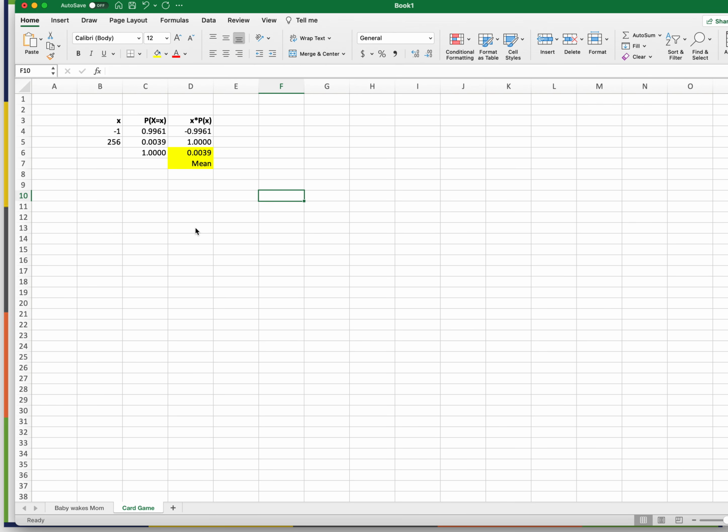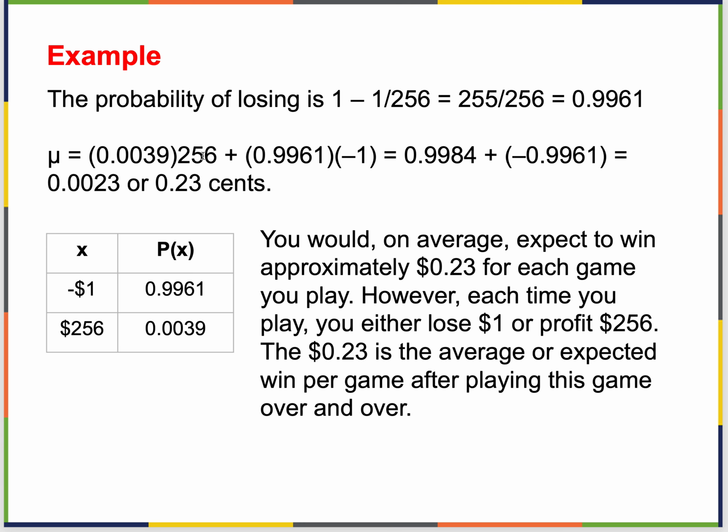9961, we have that. Oh, we made it negative. It shouldn't be negative. The probability cannot be negative. Well, no, the probability is not. And I multiply by -1, so that's what I get. I multiply this by 256, and I get approximately $1.